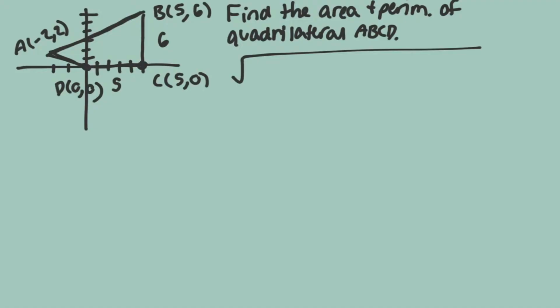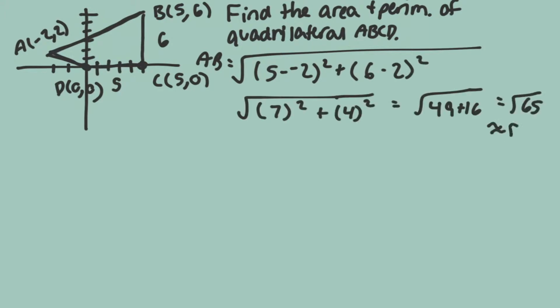Remember, distance formula tells us length, not slope. So square root of x2 minus x1, if we're finding the length of AB first, x2 minus x1, 5 minus negative 2 squared, plus y2 minus y1, 6 minus 2 squared. So that gives us about 8.06.